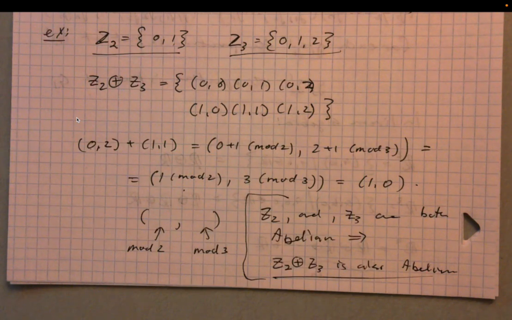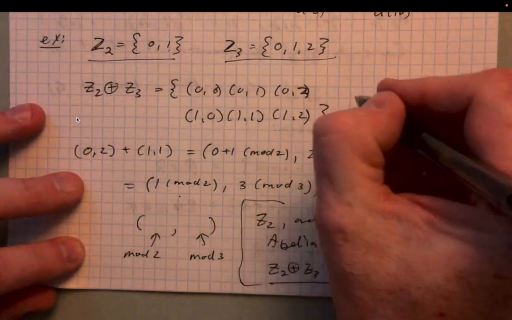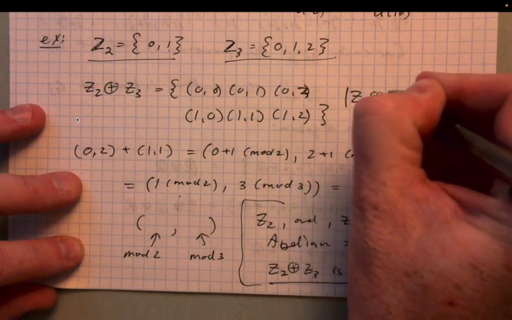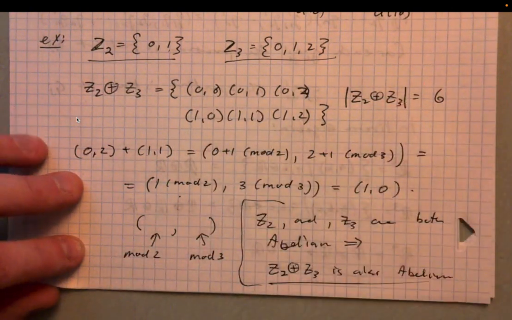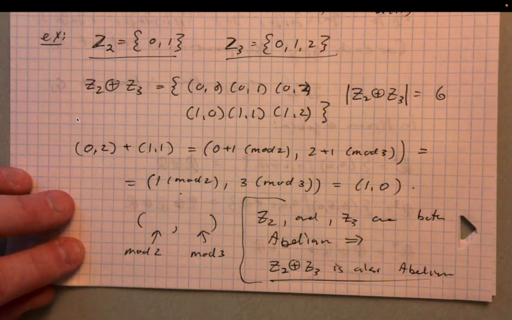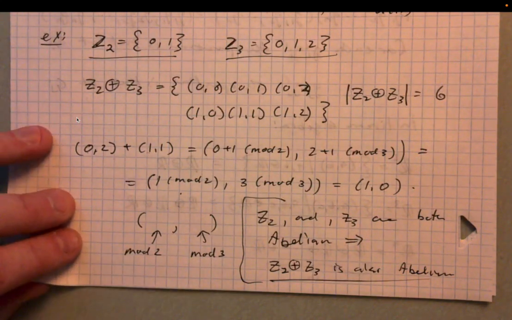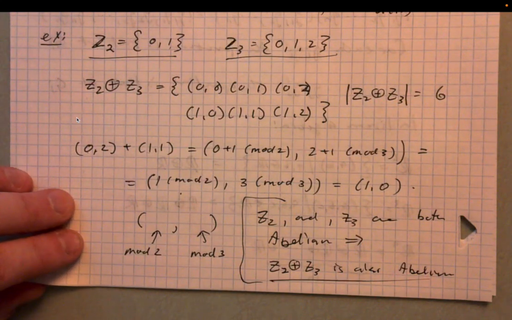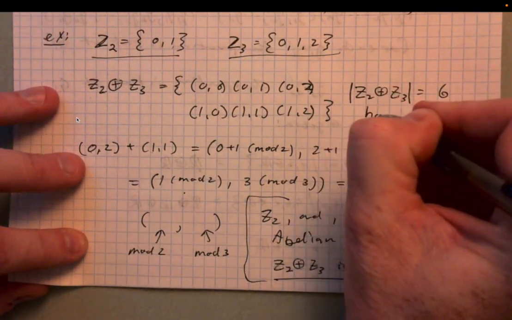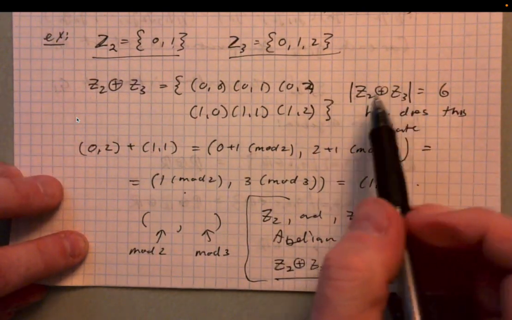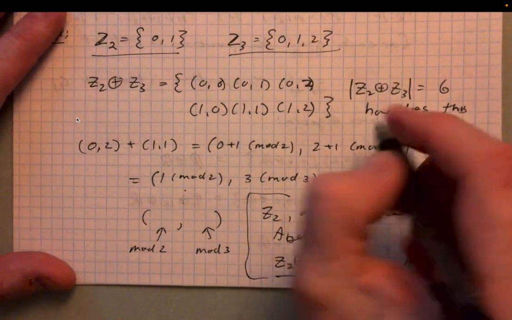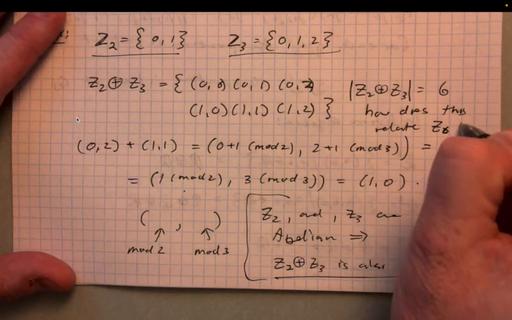The second thing to think about here is the order of these groups. If we look at Z2 plus Z3, we see of course that there's 1, 2, 3, 4, 5, 6. The order of Z2, Z3 is 6. And it begs the question, how does this group relate to the other integer modulo n group, Z6? Okay, let's talk about that.